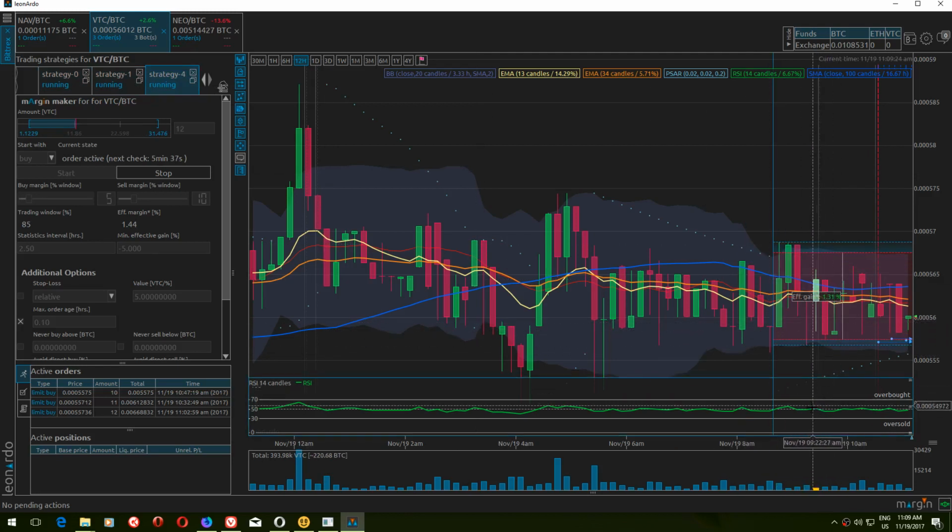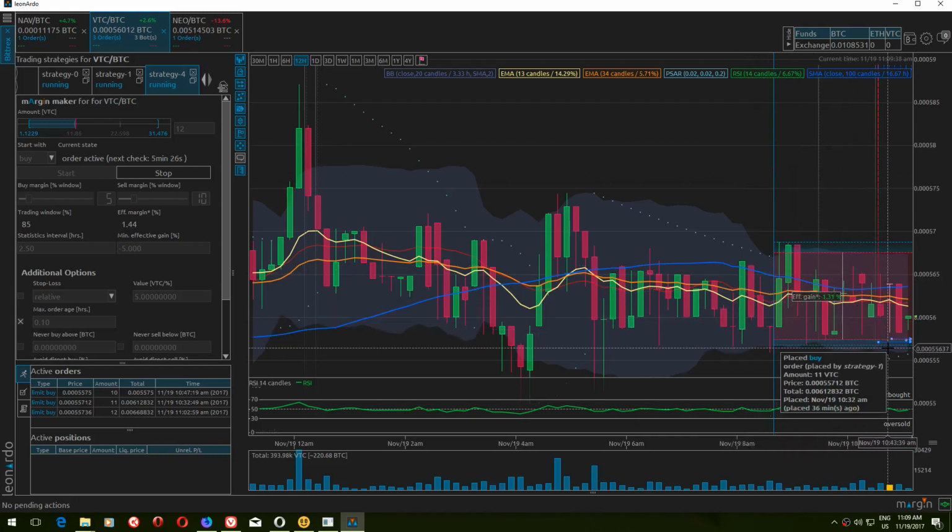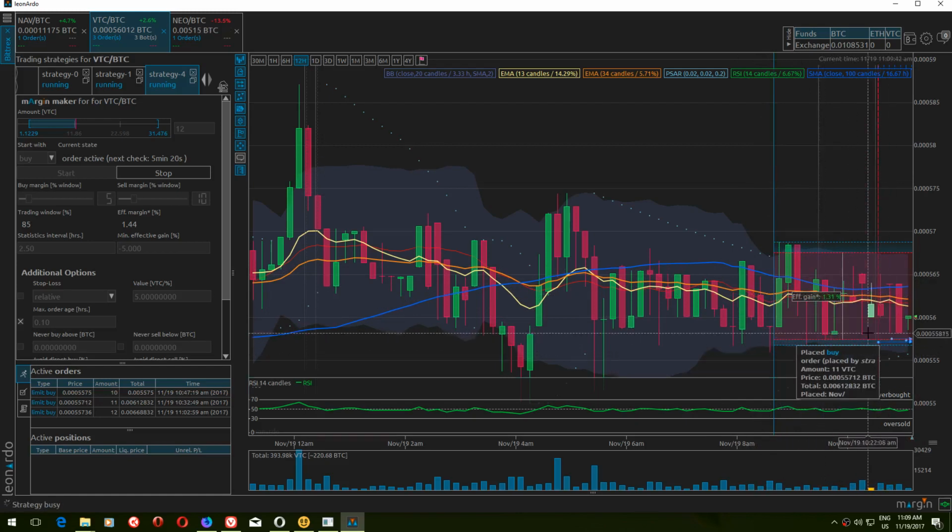So yeah, the indicators don't seem too bad. The Bollinger Bands seem to be narrowing, so that means it's probably going to break one way or the other. That's usually what happens. I'm hoping that it will drop low enough before it opens up again, and at that point I would get a few sales here.